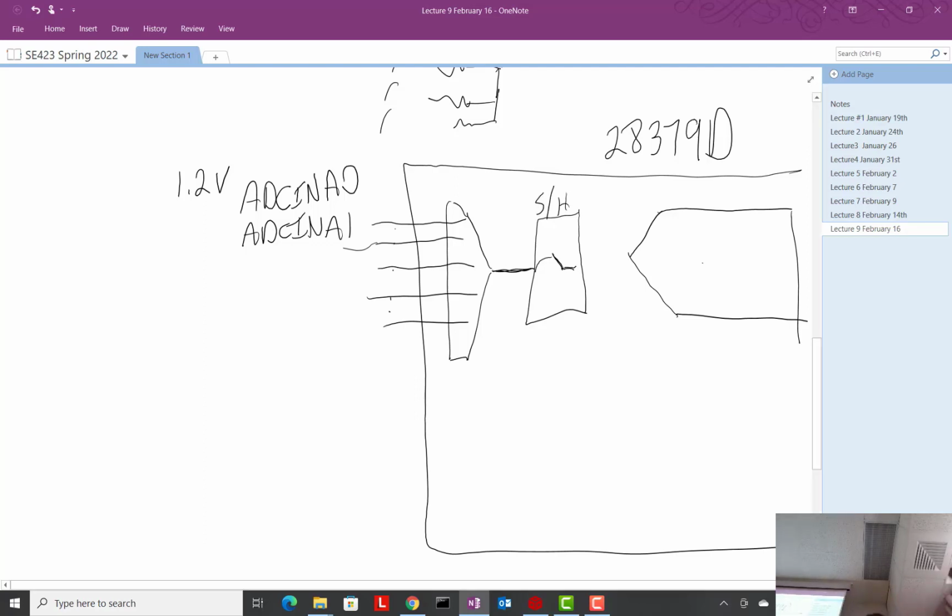That's what this sample and hold is, and we don't worry about it too much. We just know that it holds the right voltage. In other words, we've told the ADC to convert, this switch opens up, and it's holding the voltage at 1.2 volts right now, because that was the voltage coming in on the ADCIN A0 pin. So you tell it to sample, it holds it, and then it starts converting.